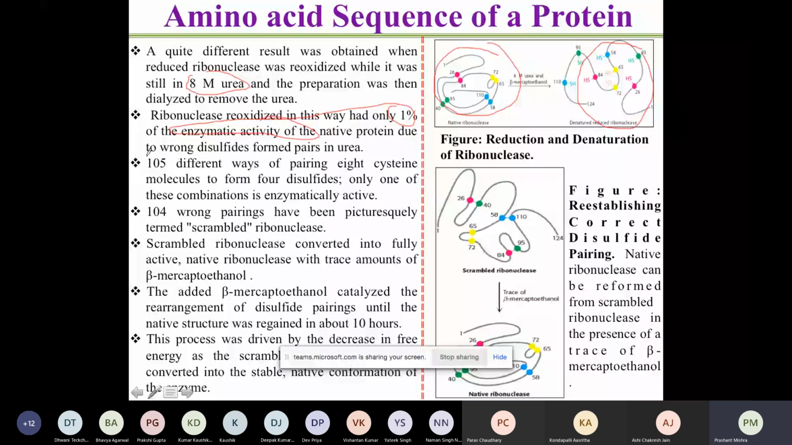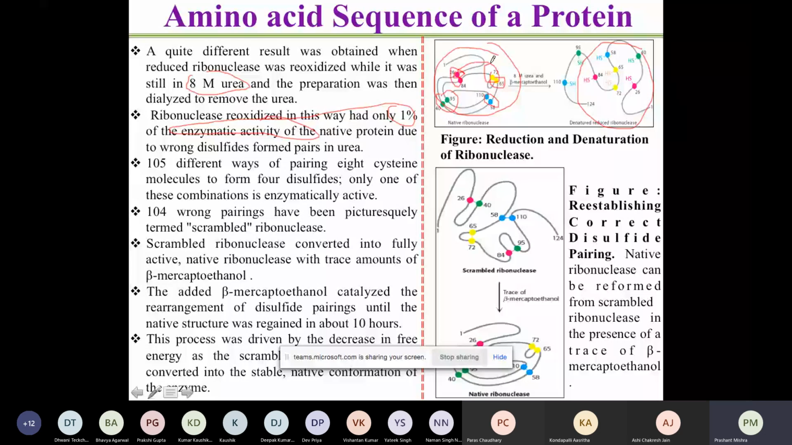So there are different ways in which the pairing of these 8 cysteine residues can occur. See, there is one pair, another pair, another pair. So there are 4 pairs from 8 cysteine residues, and they have different ways in which they can recombine. Now, if I say that this residue pairs with that residue, the story will be different. The protein will not gain its original native structure, and then it will not regain its function.